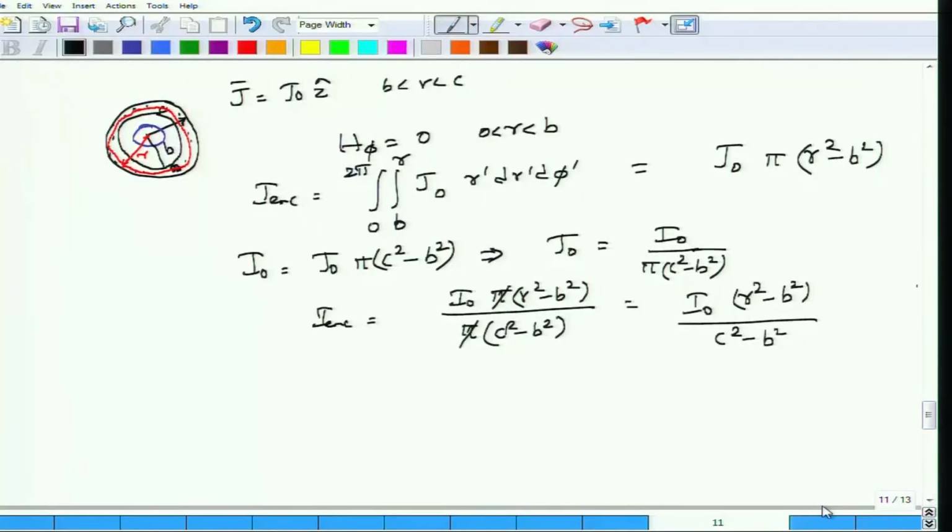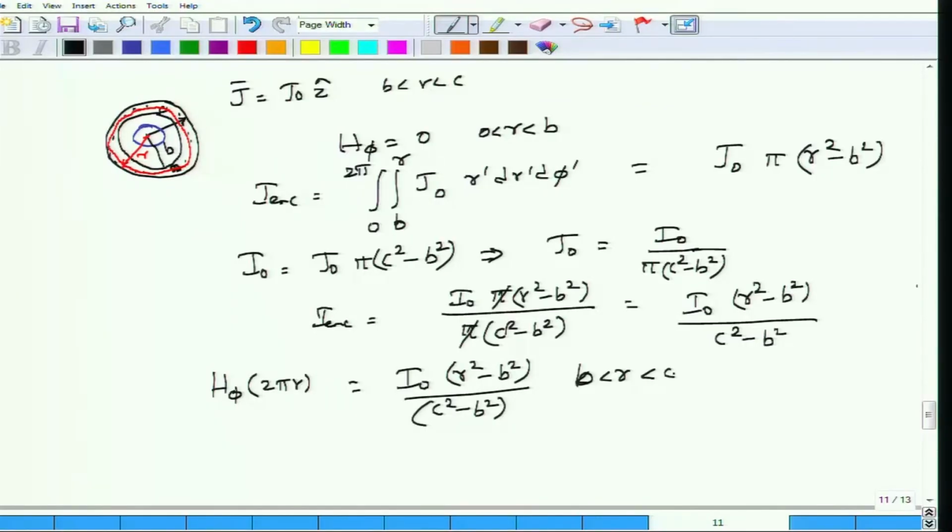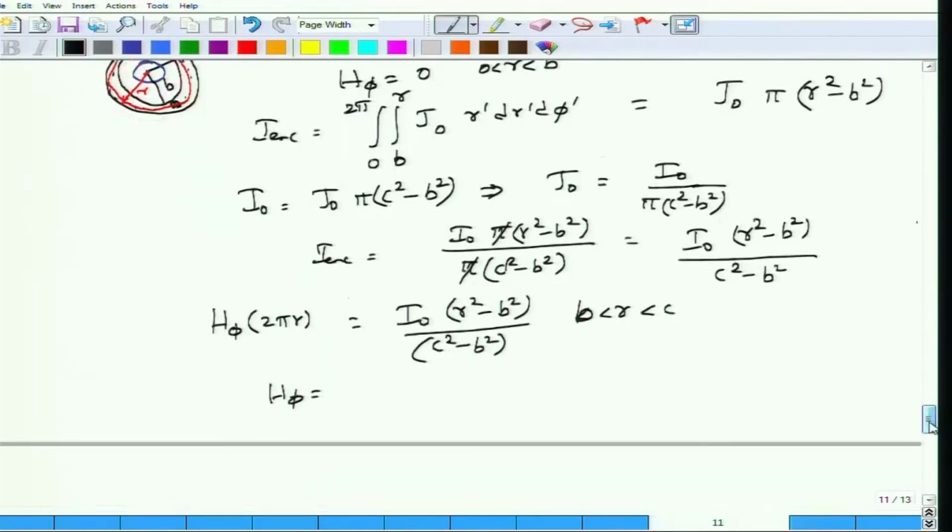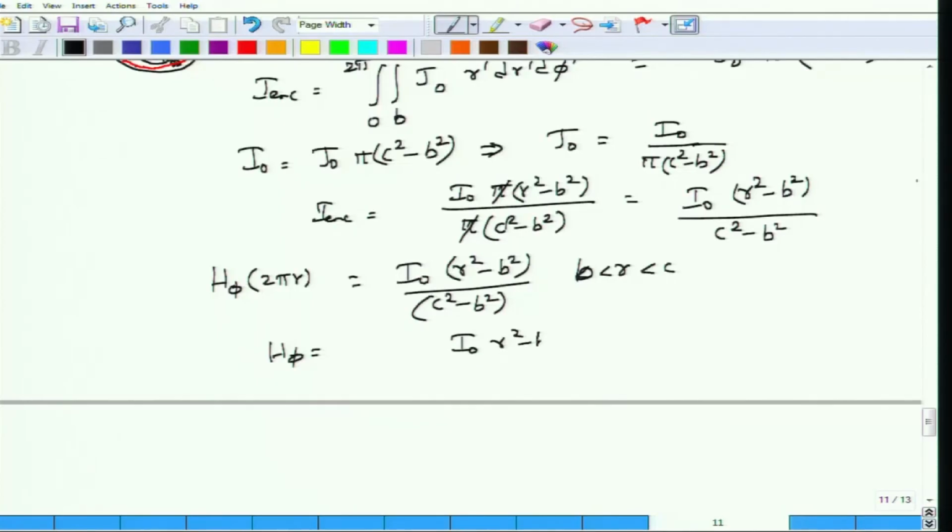What about the left hand side? Well, for the Amperian loop that you are considering, the left hand side will be H_phi times 2 pi r, again H will be directed in the phi direction. So this will be equal to I0 times r squared minus b squared divided by c squared minus b squared, as long as r is between b and c. So 2 pi r can be brought down in the denominator, and what you will get is H_phi equals I0 times r squared minus b squared divided by 2 pi r times c squared minus b squared.